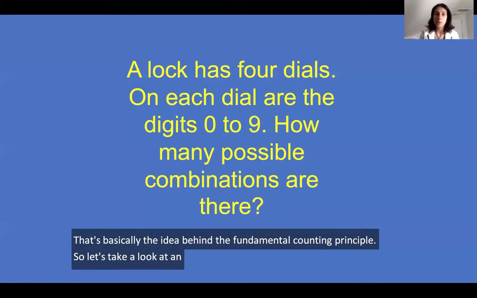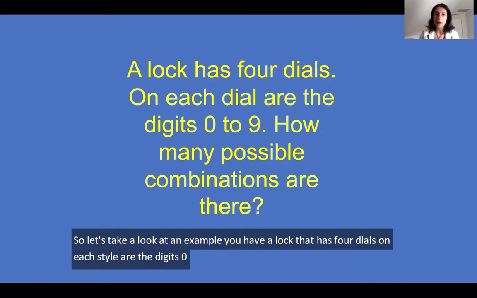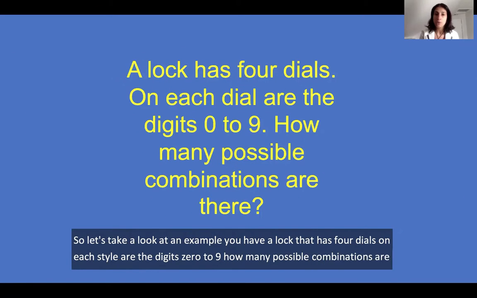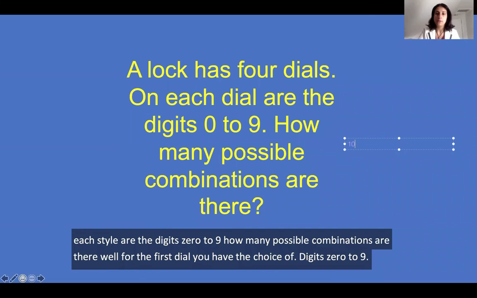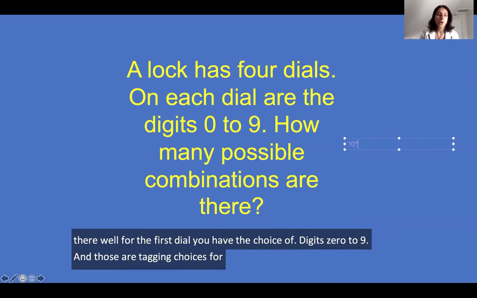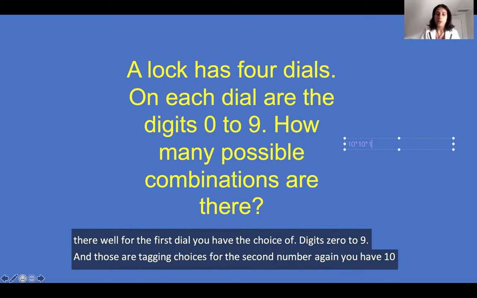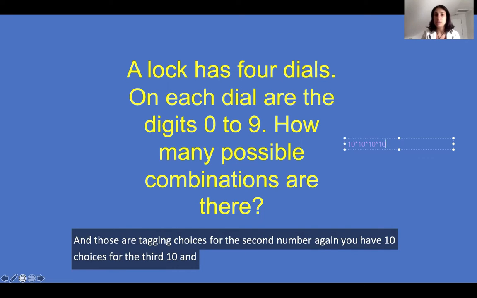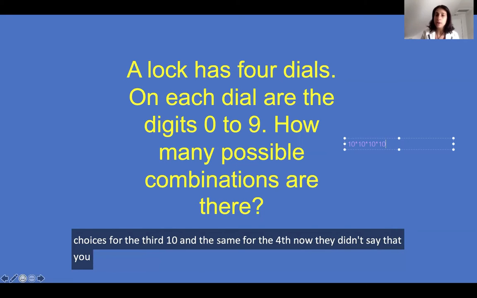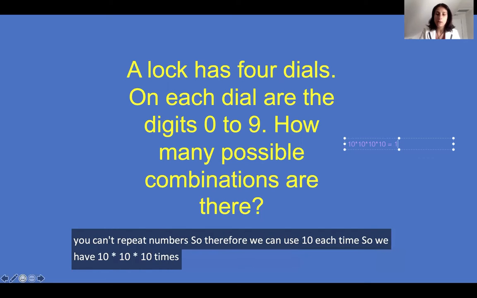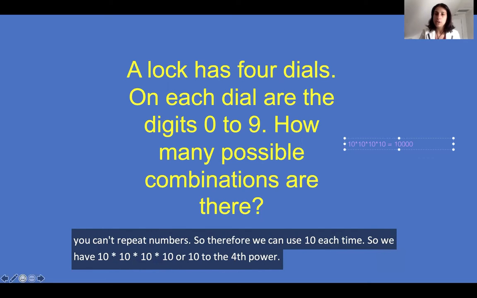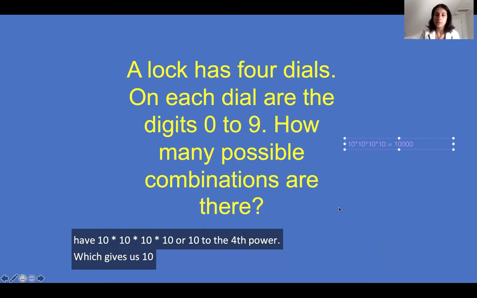You have a lock that has 4 dials. On each dial are the digits 0 to 9. How many possible combinations are there? Well, for the first dial, you have the choices of the digits 0 to 9. And those are 10 choices. For the second number, again, you have 10 choices. For the third, 10, and the same for the fourth. Now, they didn't say that you can't repeat numbers, so therefore we can use 10 each time. So we have 10 times 10 times 10 times 10, or 10 to the 4th power, which gives us 10,000. So there are 10,000 possibilities.